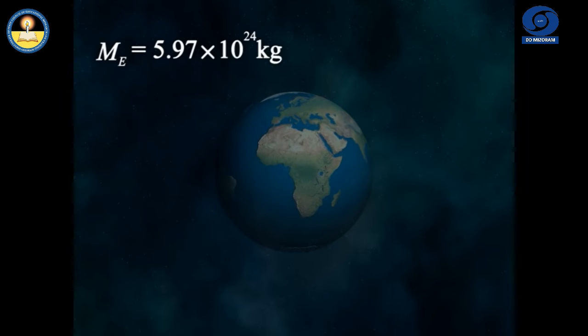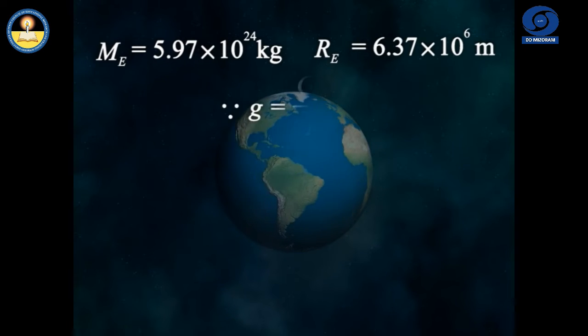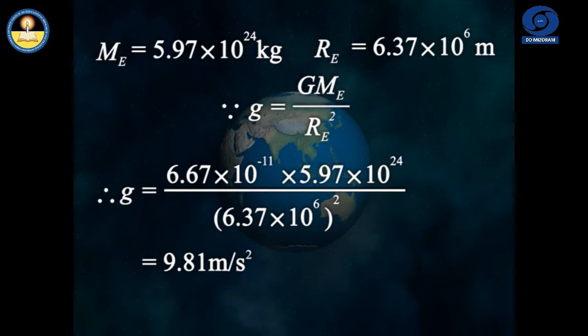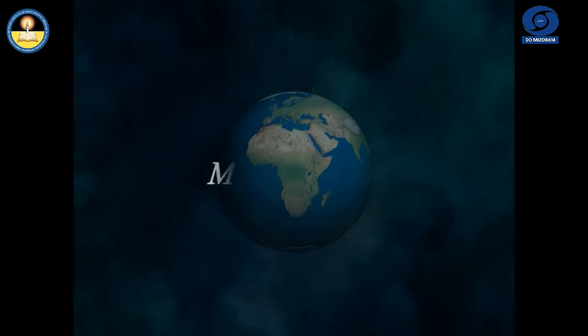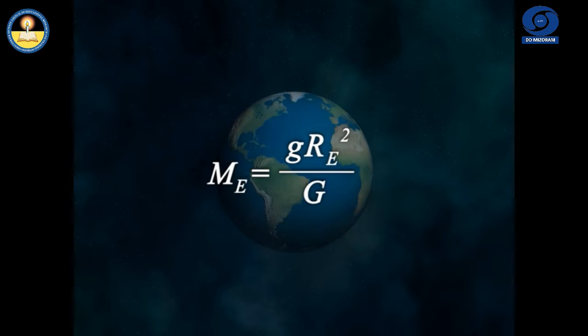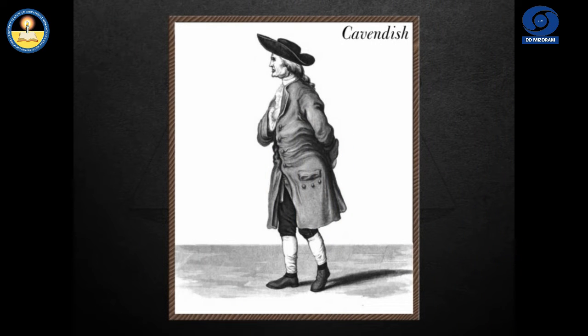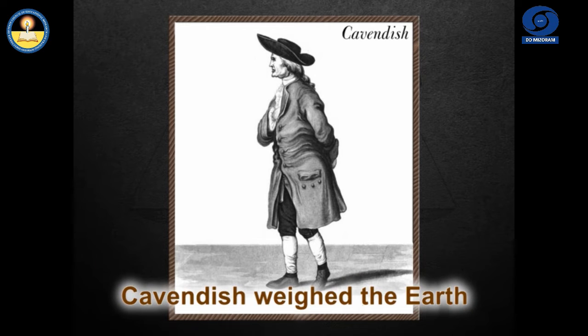Knowing the mass of the Earth and the radius of the Earth, the value of g can be calculated as 9.81 meter per second square. On the other hand, knowledge of the values of gravitational constant, acceleration due to gravity, and the radius of the Earth enables us to estimate the mass of the Earth. This is the reason when Cavendish measured the value of universal gravitational constant, there was a popular statement that Cavendish weighed the Earth.